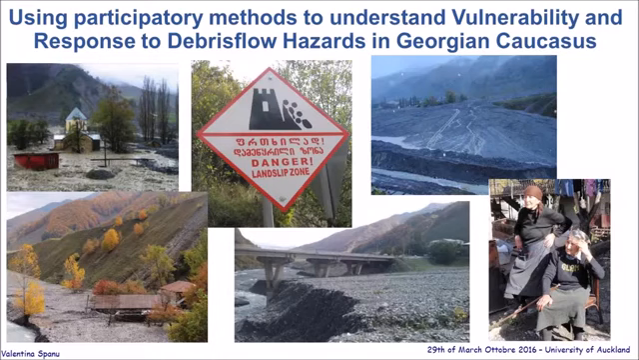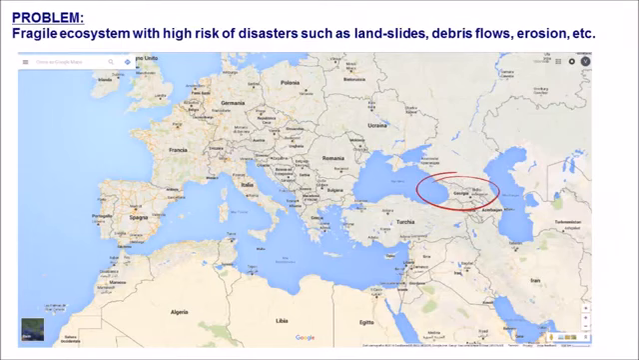Thank you for coming. So, I'm going to talk about projects where I've been involved, focusing especially on the use of participatory methods to understand vulnerability and response to debris flow hazard in Georgian Caucasus. So, Georgia, ex-Soviet Union, faces several types of disaster risk, like landslides, erosion, earthquakes, flooding.